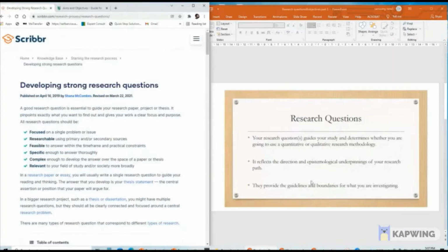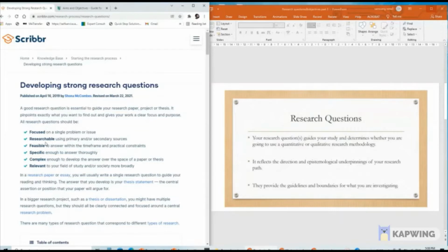Basically, the research question is derived from your research problem. Based on the problem, you have to ask a question: how are you going to sort it out? How are you going to solve the research problem? That's why the research question is very essential to guide your research paper or your project. The research question should be focused on a single problem. Each research question should be solved to each research problem.